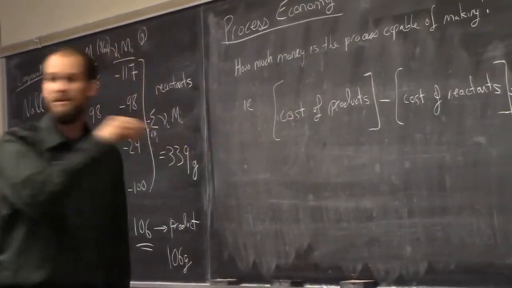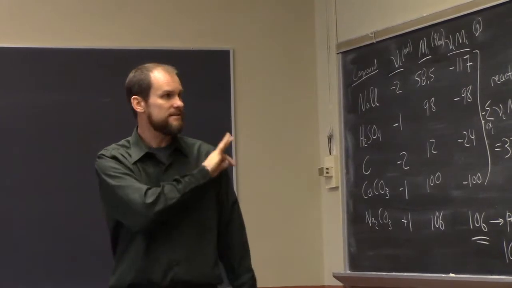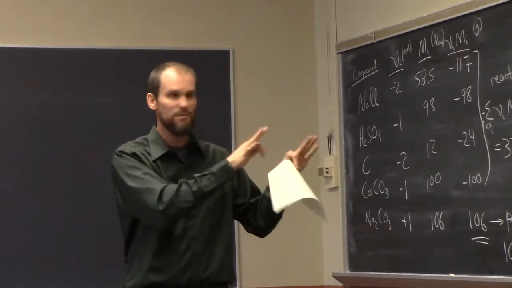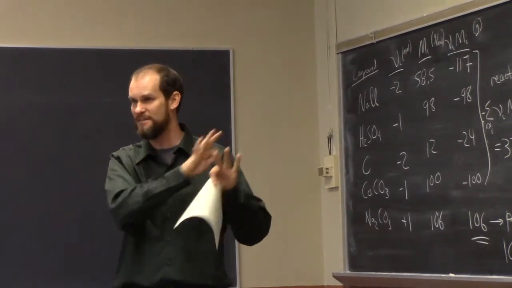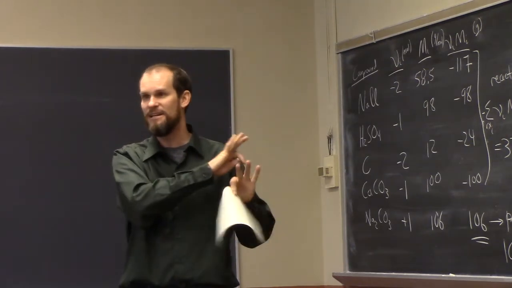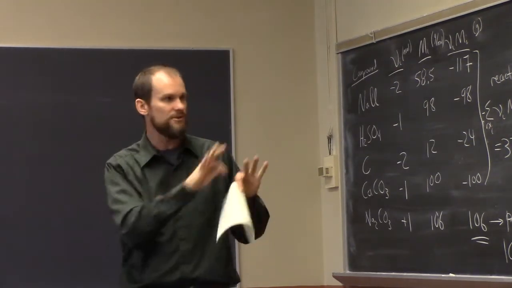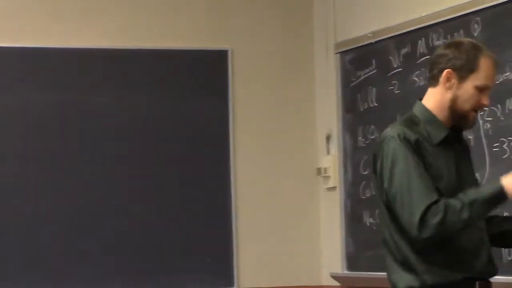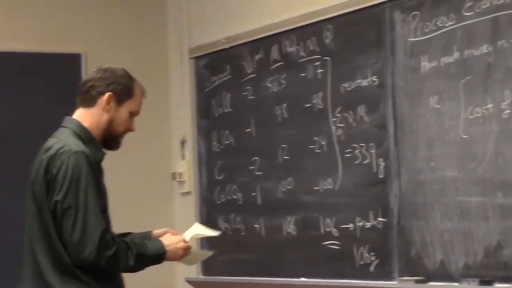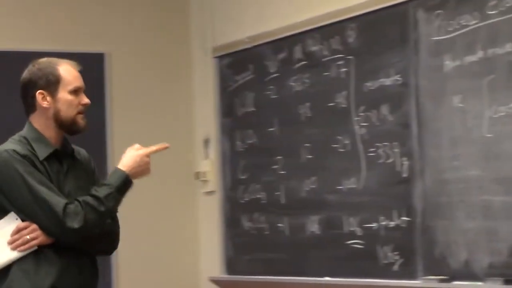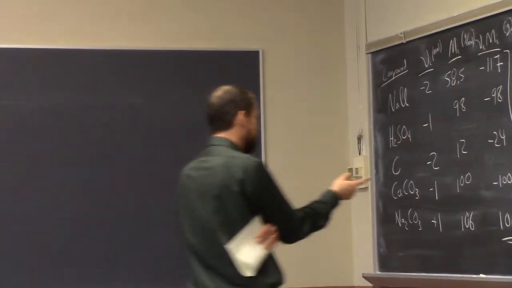Okay, but for now, because we're just starting to think about things, let's just look at, will the products be more valuable than the reactants? This number's got to be positive, unless we're making energy also, but if we're talking about making a product, it's got to be good. So, what do we need to know to be able to figure out the cost of the products?